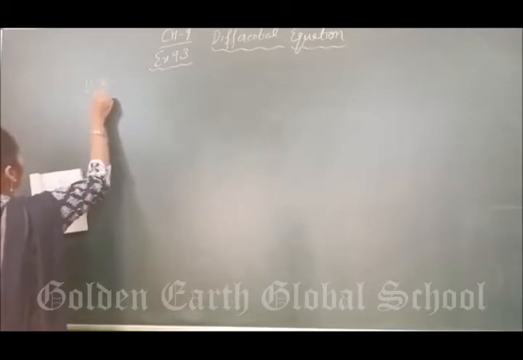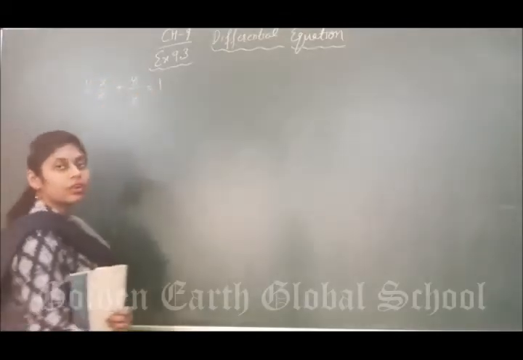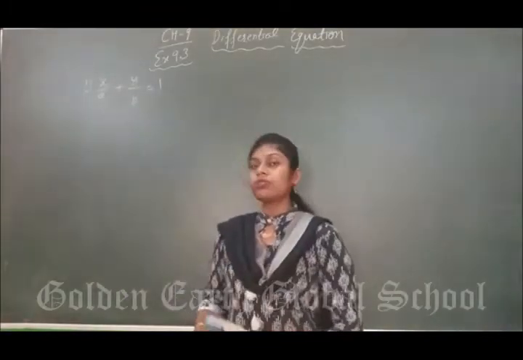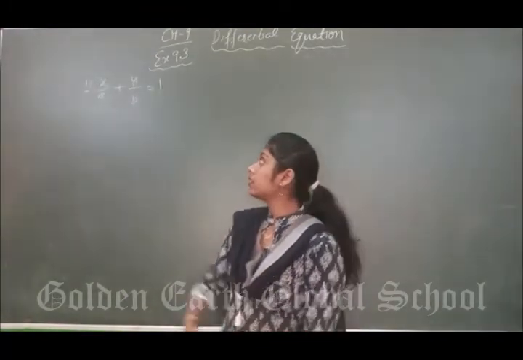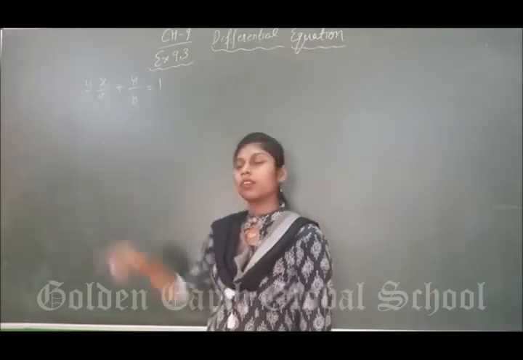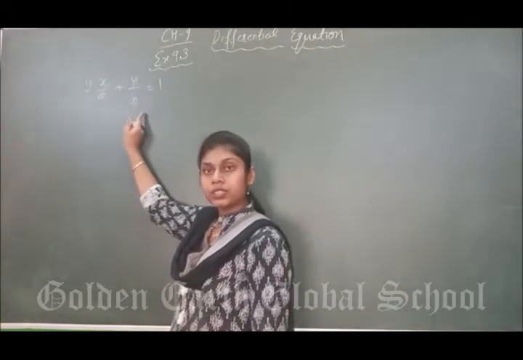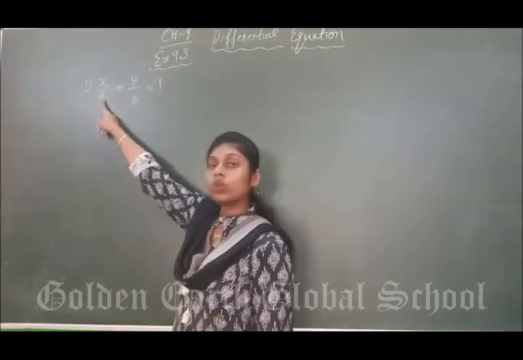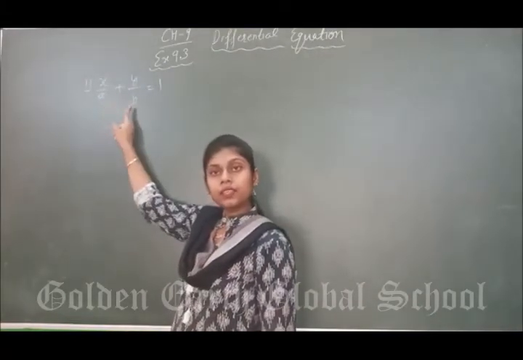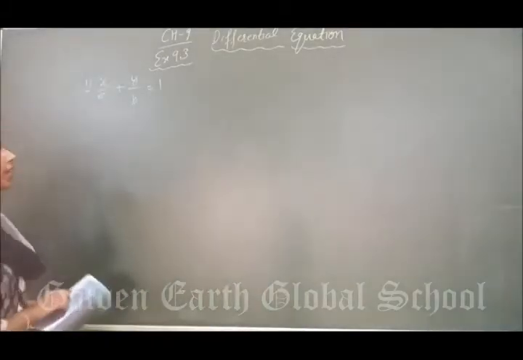x upon a plus y upon b is equal to 1. Now here the question is up to which derivative we will take. Either first derivative or second derivative or third derivative or how much. It will depend upon the number of constants. Clear? There are two constants a and b, variable constants. So we will take the second order derivative.